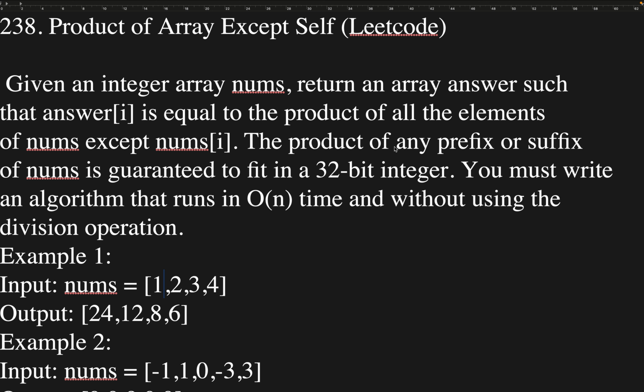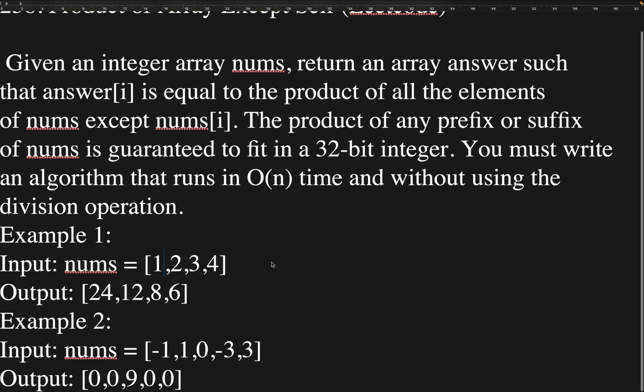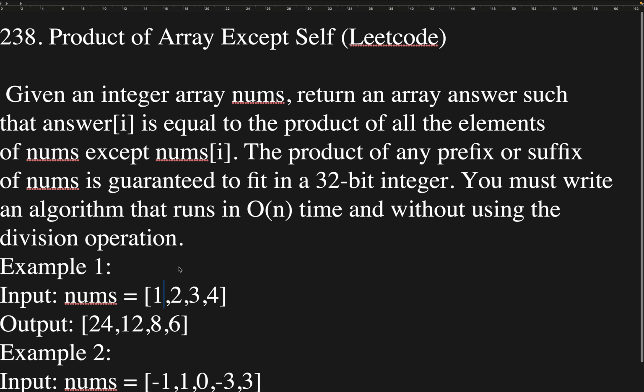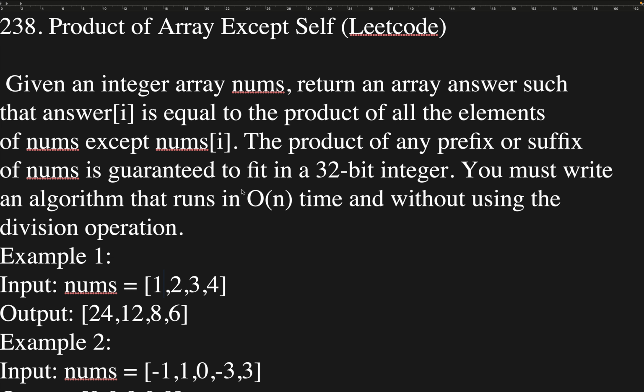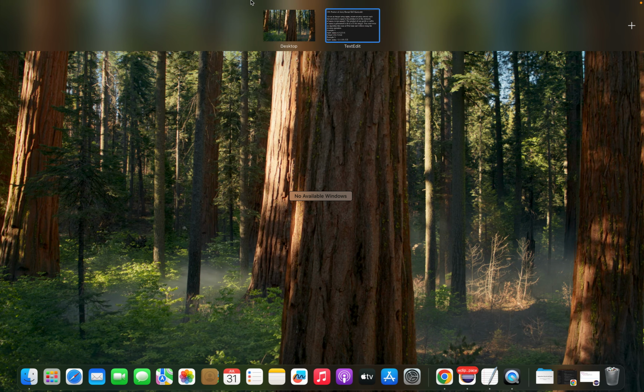Our approach will be taking two things, prefix and suffix. Suppose 1 is the first element, so we will find the prefix product of that element, and then the suffix product of the elements after it, and then we will multiply prefix into suffix and store it into an output array. That is the approach. So let's get started in the IDE by solving it, and I'll be explaining more about it.